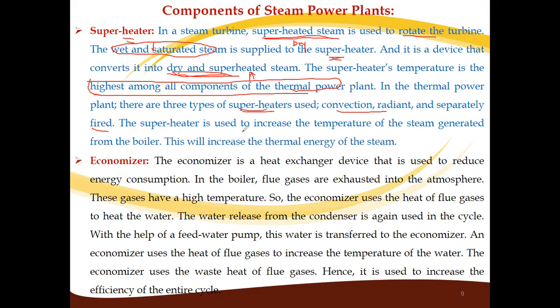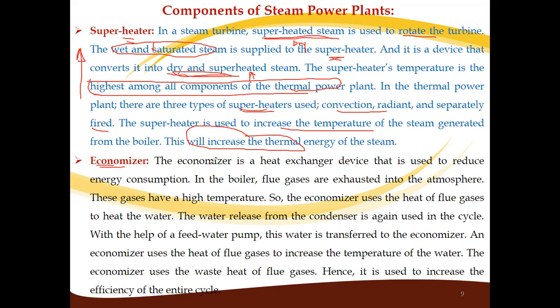So the superheater is used to increase the temperature of steam generated from the boiler, and this will increase the thermal energy of steam. So this is the function of superheater. Now we have another part, that is economizer. Now this superheater is used to increase again the efficiency of thermal power plant. Now another part, we have economizer.